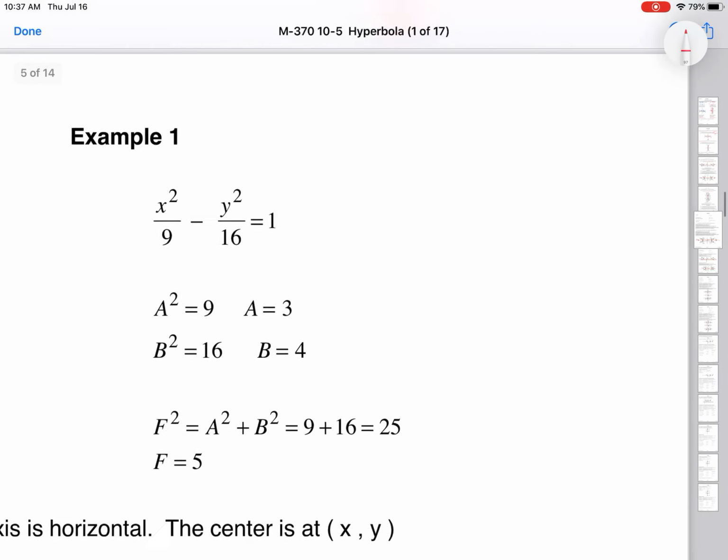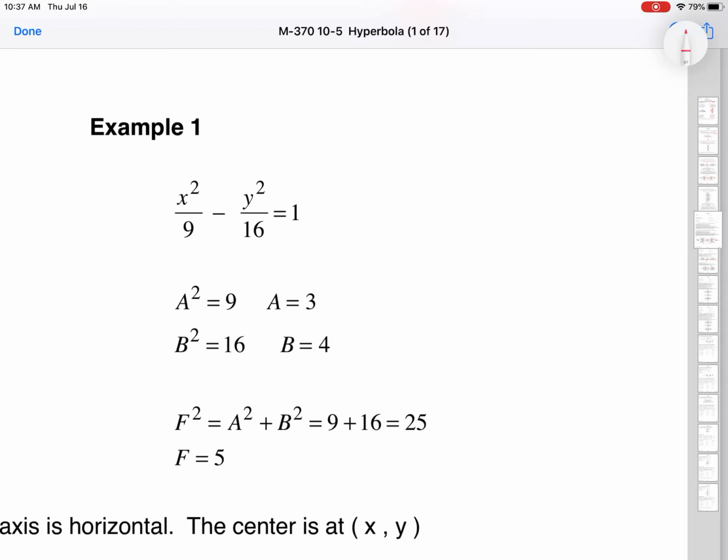So here's example 1. What we should get out of example 1 is that we have a hyperbola, first of all. Hopefully you look at this and realize, oh, this is totally a hyperbola. The main thing is this minus sign right here. The circle and the ellipse both have positive signs in between. The parabola doesn't have two things being squared, it just has one thing being squared. And so that tells us it's a hyperbola.